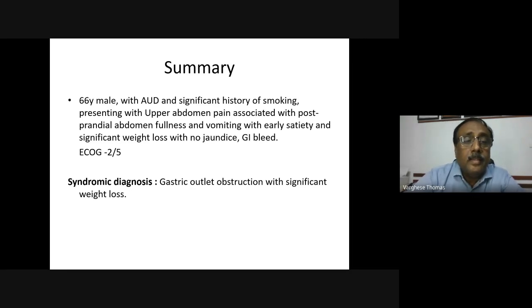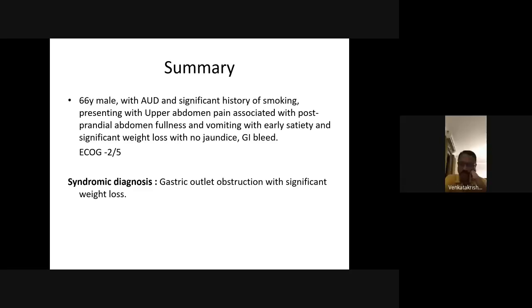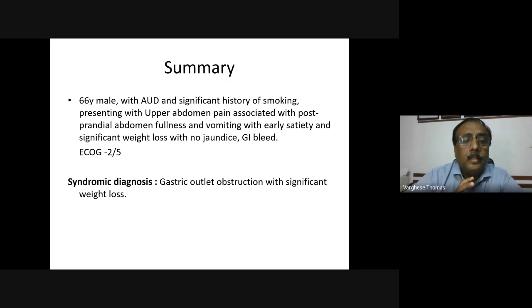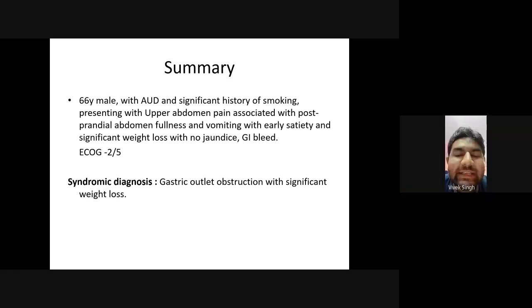I think you should summarize and then list out the possibilities once again. Now we have the patient's history, his habits, and now you add up together and let us know. Yes. To summarize my case, this is a 66-year-old male with alcohol use disorder and a significant history of smoking, who presented with upper abdomen pain associated with postprandial abdominal fullness and vomiting, with early satiety and significant weight loss, with no jaundice or GI bleed, with an ECOG performance status of 2/5. Syndromic diagnosis is gastric outlet obstruction with significant weight loss.